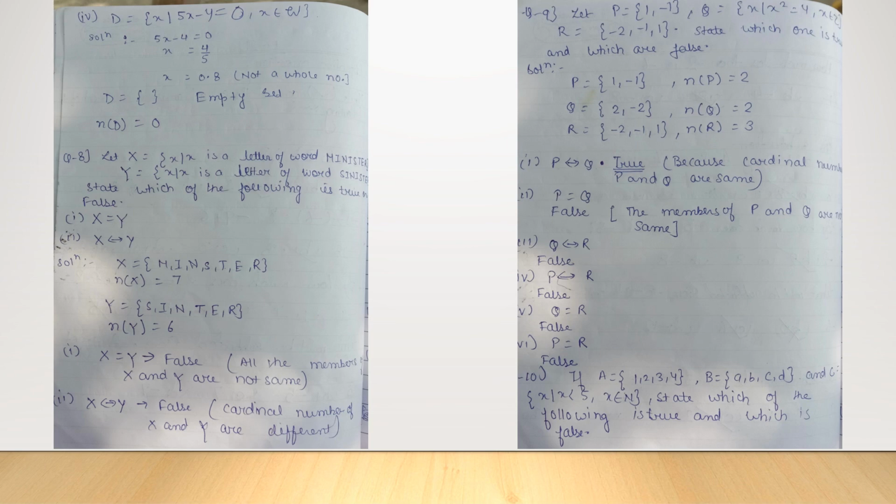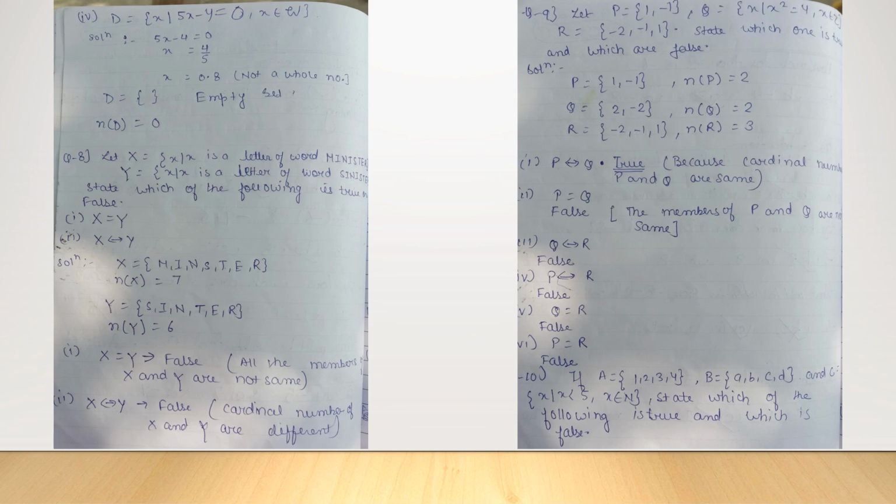P is equivalent to R. It is also false because P and R are having different cardinal numbers. Q is equal to R. It is false because the members of Q and R are different. P is equal to R. False because again P and R are having different members in their set.